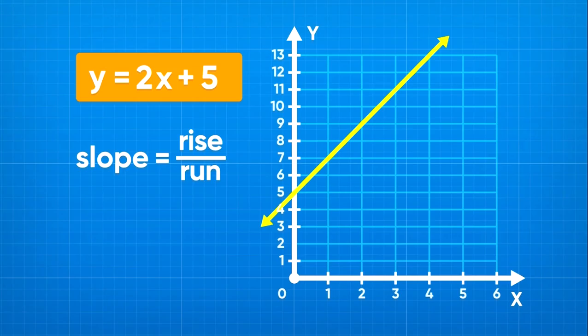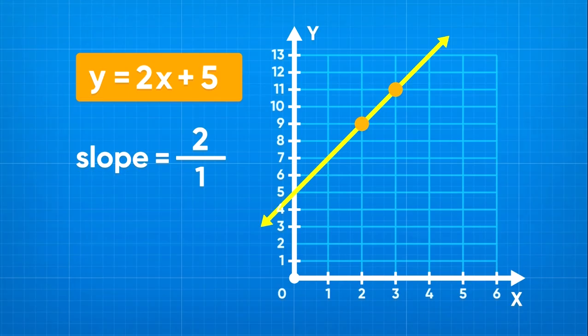I have a question. What would happen if we choose 2 different points? Would we still get 2 for the slope? Great question. Try it. Choose any 2 points on here. Okay, let's try points 2, 9 and 3, 11. To go from one to the other, I rise 2 and run 1. That tells us the slope is 2.